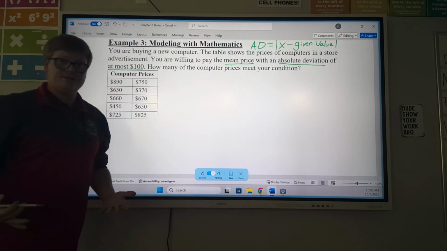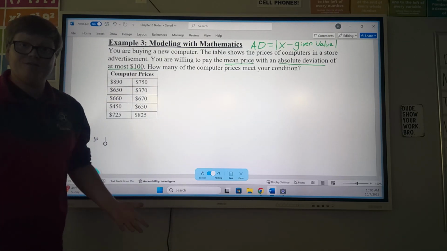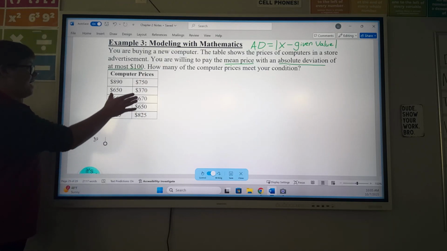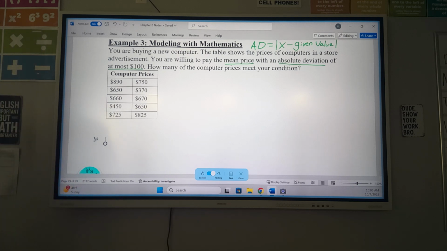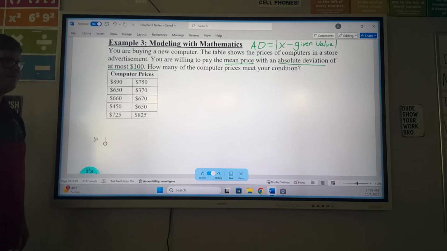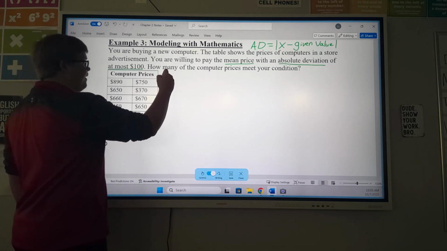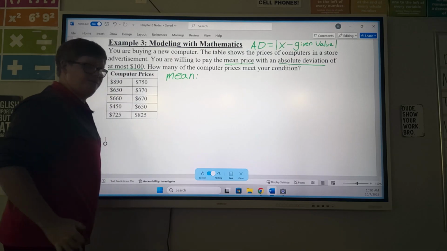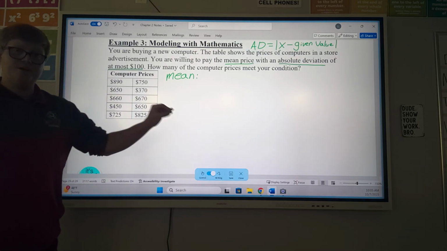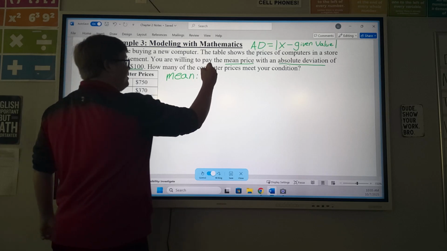Do we know what our mean is? No, we have to find it. How do we find mean? It's the average. We need to add all of these together and divide it by the total. Go ahead and do that real quick. Okay. If you did not get the mean yet, go ahead and pause the video. Try to make sure you get to the mean. But our mean is going to be 664.